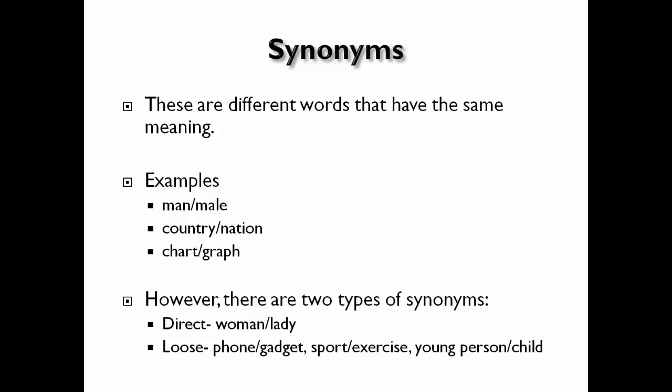However, there are two types of synonyms. There are direct synonyms and there are loose synonyms. So you have to be very, very careful with these. What we want is direct synonyms and we don't want loose synonyms. So direct synonyms are words that mean exactly the same thing, like woman and lady or woman and female. They mean exactly the same. But let's look at some examples here. And this is one of the biggest mistakes that students make. They use loose synonyms and they don't really mean the same thing.